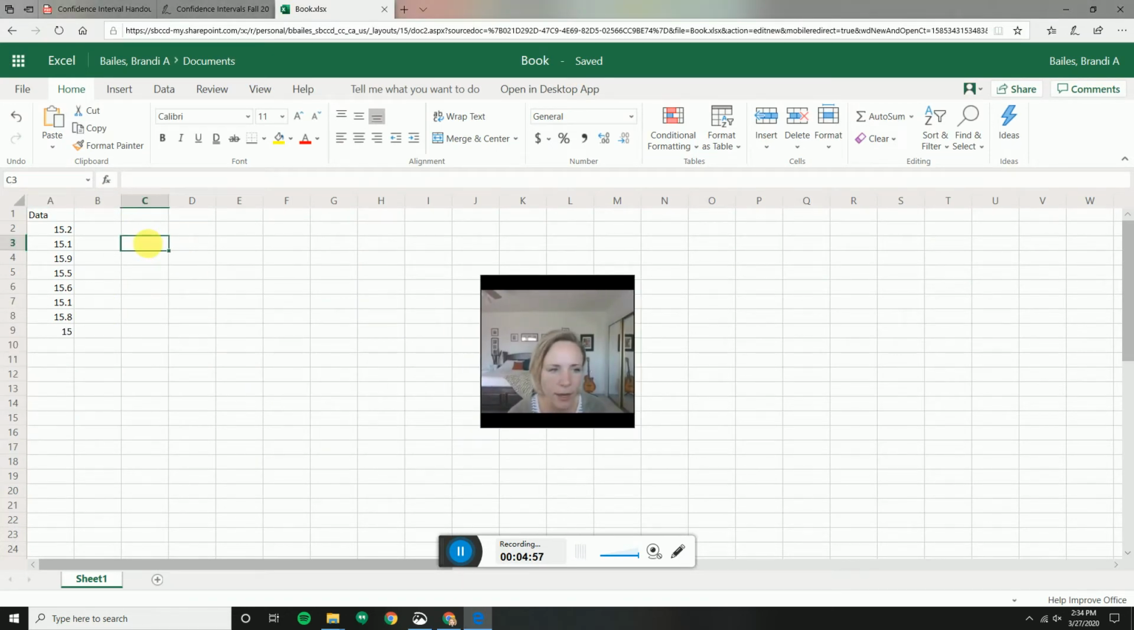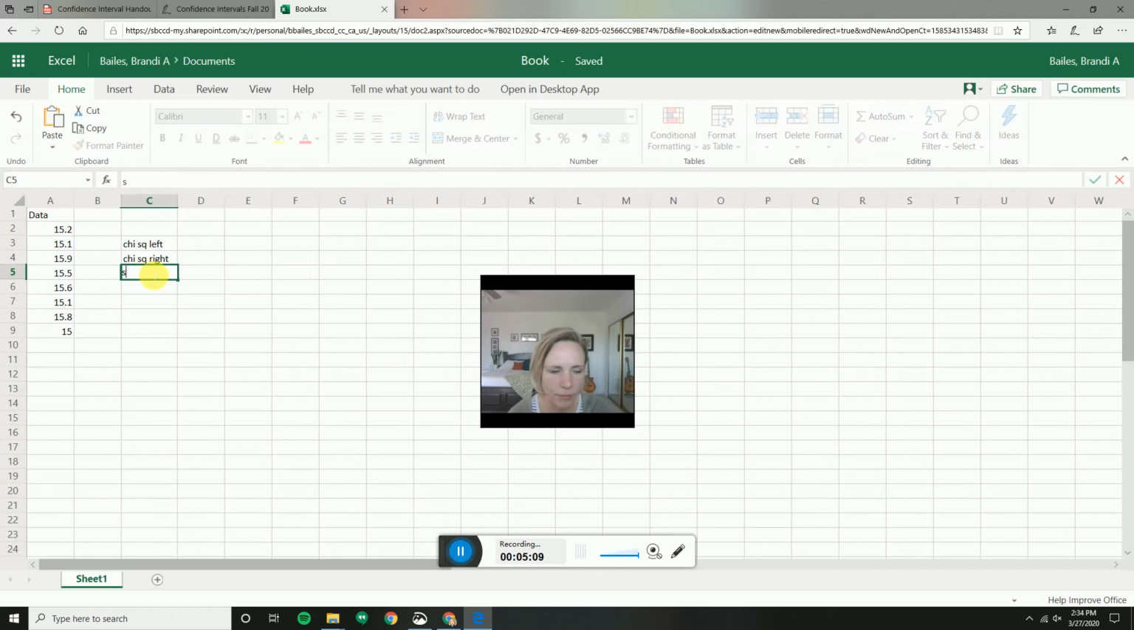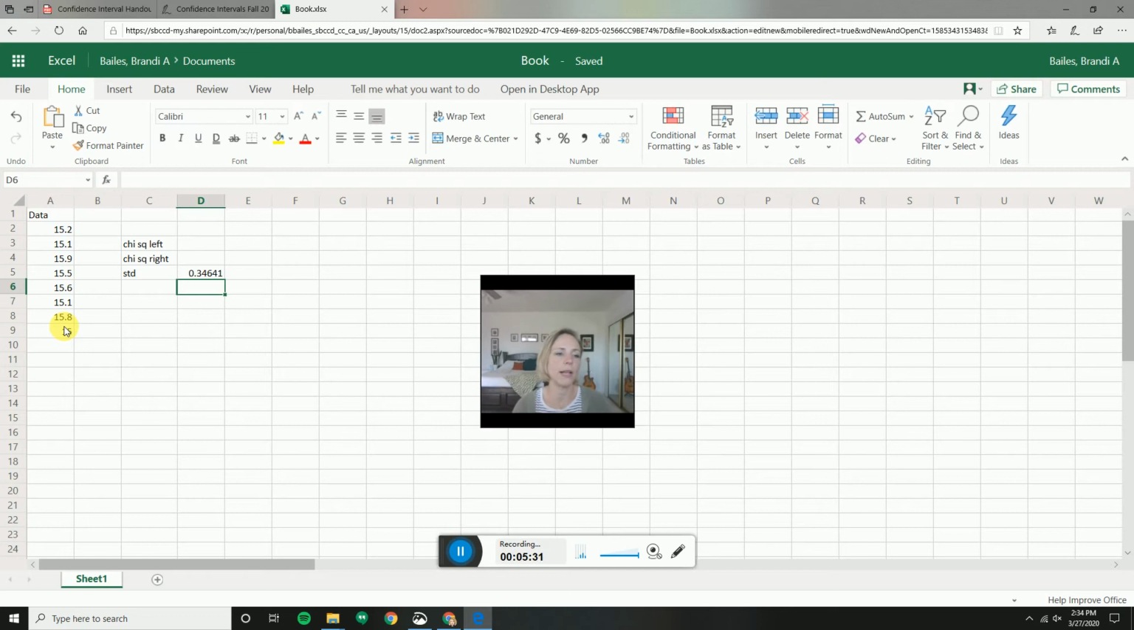So I've got chi-squared, we'll call it on the left. I've got chi-squared on the right. And I need my standard deviation. To be able to calculate standard deviation, I'm going to enter STDEV. Then I have to choose between P and S. If you recall from lecture, the P stands for population and the S stands for sample. Since we're dealing with a sample, we're going to choose .S. Okay, I'm going to highlight the data and hit enter, and now I have my standard deviation.